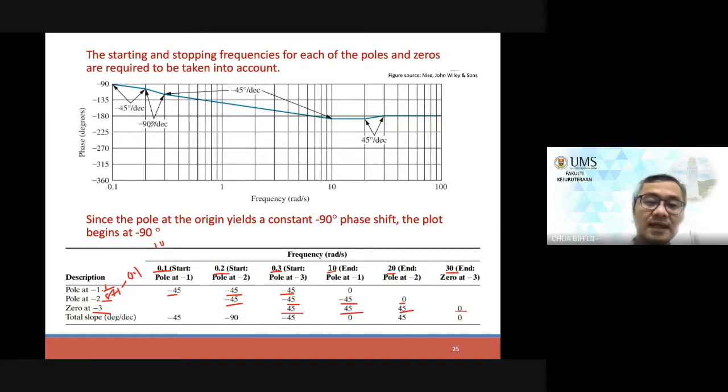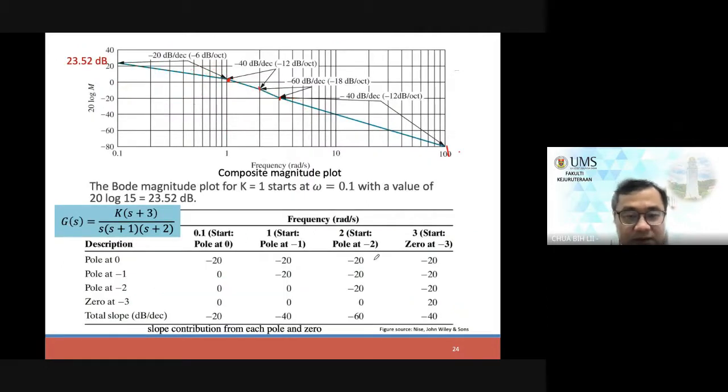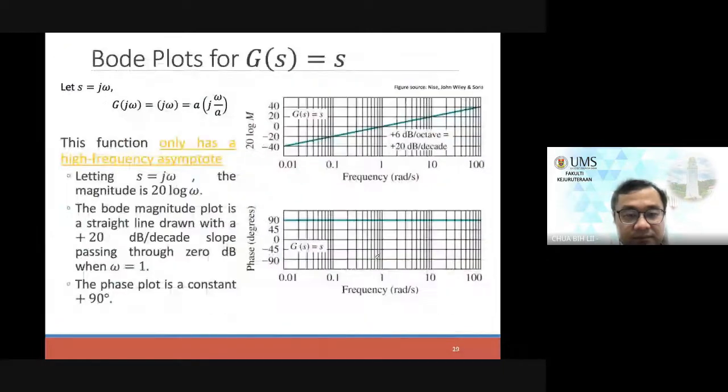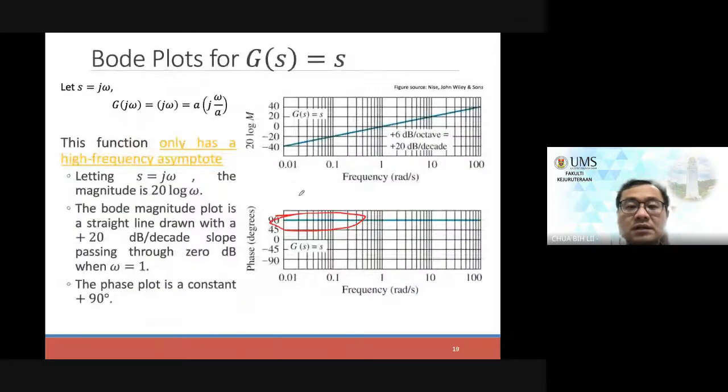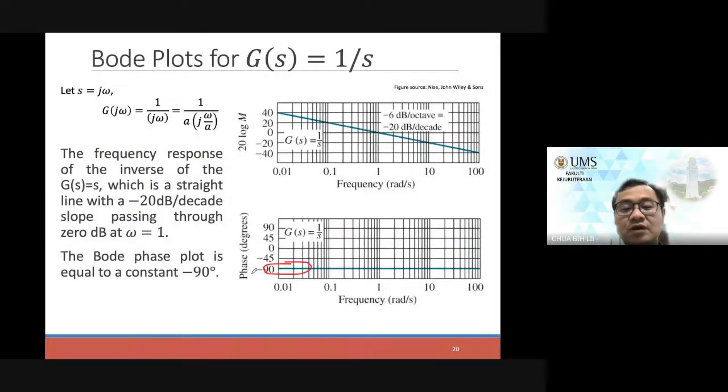Then also don't forget there is 1 over s. This 1 over s represents minus 45 for all cases, minus 45, minus 45, minus 45. Something like this. All right, is it? No, sorry. For 1 over s it is a flat line. Sorry, let's check again. Yeah, straight line. So 1 over s is a straight line starting from minus 90.